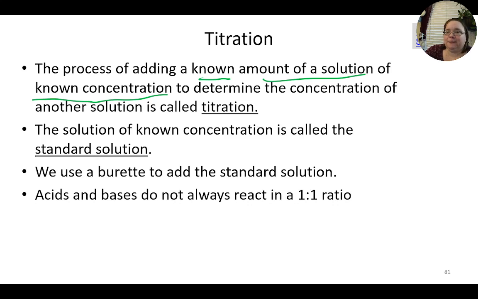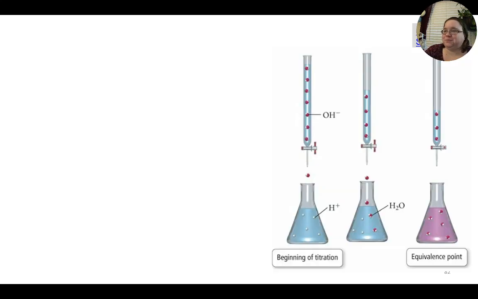Now, most of the examples that we're going to look at, our acids and our bases do mix to a 1-to-1 ratio, but not all of them are 1-to-1. You will see some that are 2-to-1 or 1-to-2. So it is important that you pay attention to that balanced chemical reaction. Just like with stoichiometry, that mole ratio was important in doing conversions. Same thing with titrations. If they're not a 1-to-1 ratio, you're going to need to look at your stoichiometric conversions to look at the mole ratio and use the right coefficients.